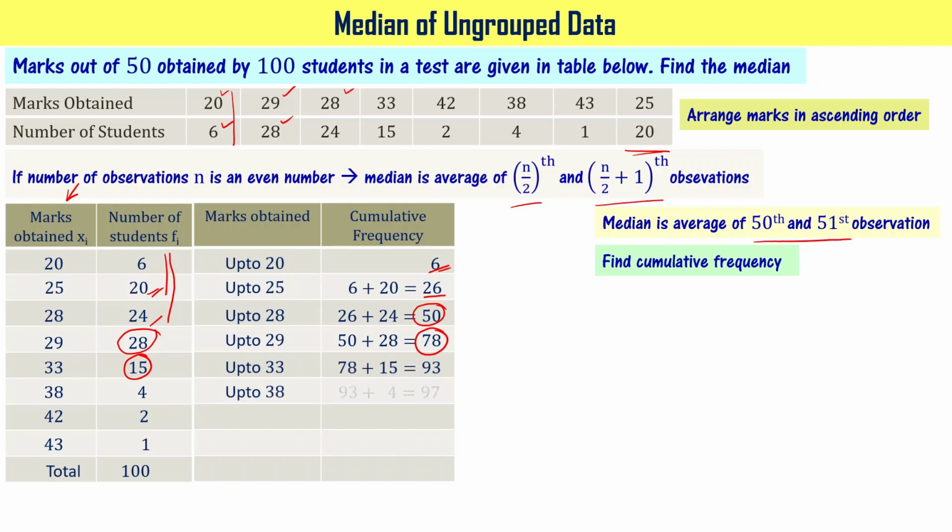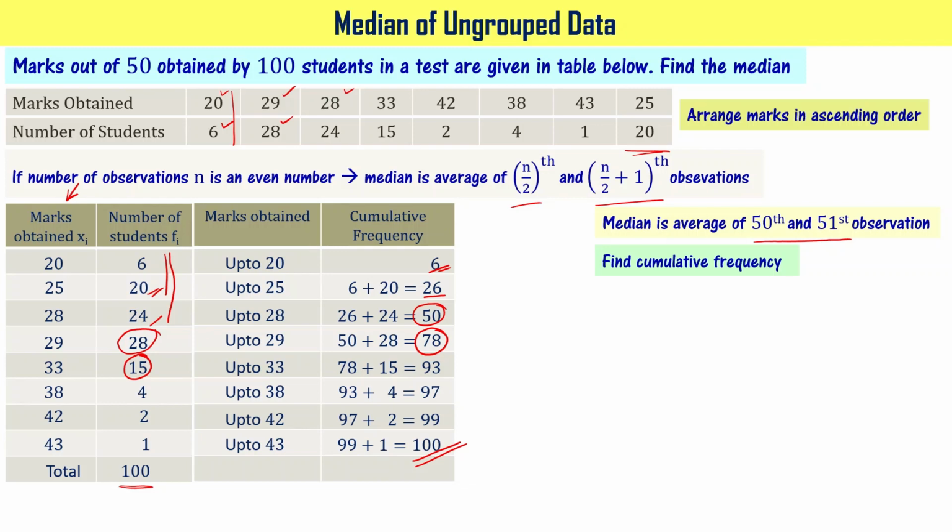Up to 38 marks, 93 plus 4, that is 97. Up to 42 marks, it is 99. Up to 43 marks, it is 100. You see here, when you sum, the cumulative frequency you got at the end is 100, right? That has to be exactly matched with the total frequency here. If it is not, it means the cumulative frequency you have done must be wrong. You have to cross-check once, verify, so that your answers are not going to be wrong.